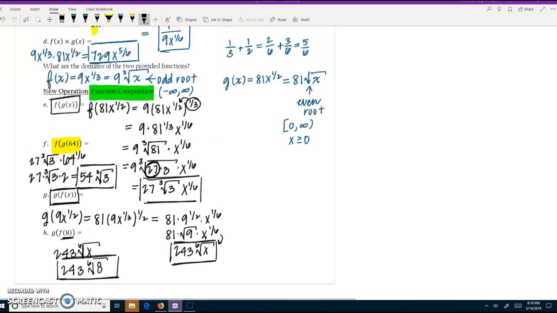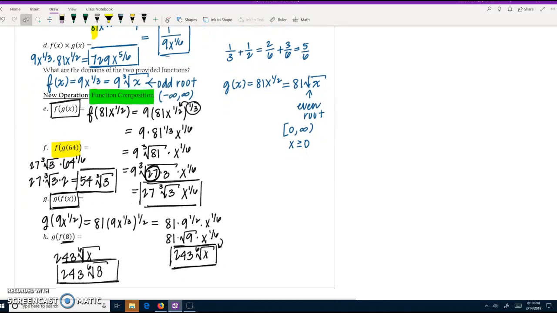So I apologize if that's not a super pretty example. We didn't have any really nice whole numbered operations there in that function composition, but those are the steps we're going to take to evaluate one function at another function.